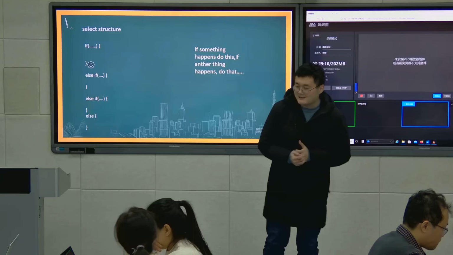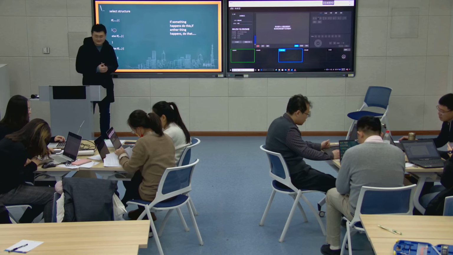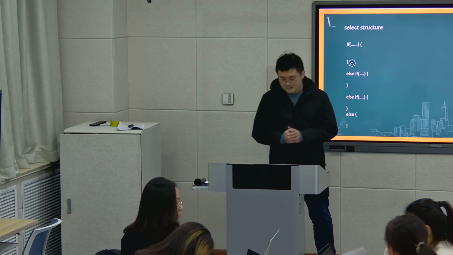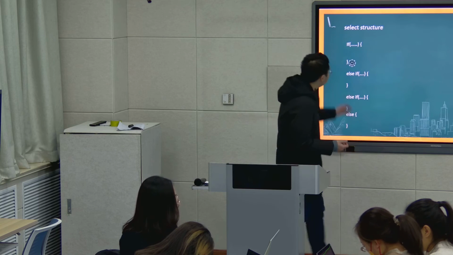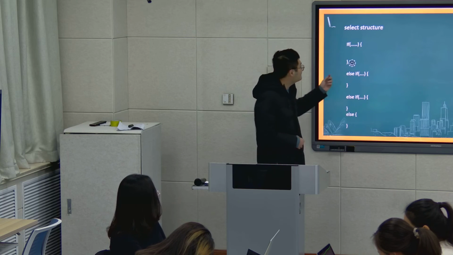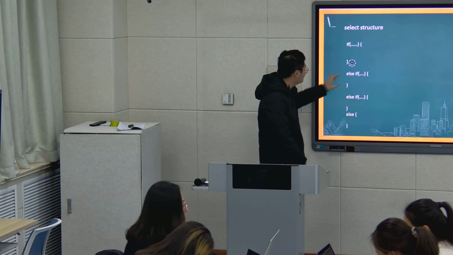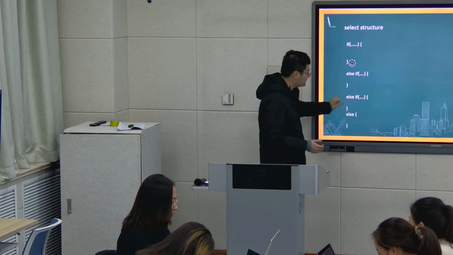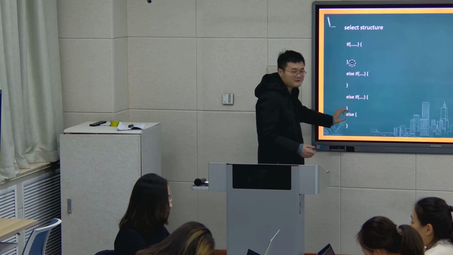You must choose. That means if and else. If something happens, do this. If another thing happens, do that. And so here is a brief introduction to the select structure. That is if. Here is an if. In the bracket is the limitation. If something happens, do this part. If another thing happens, do this part. Else, another thing happens, do this. Finally, if none of this happens, do this else part.